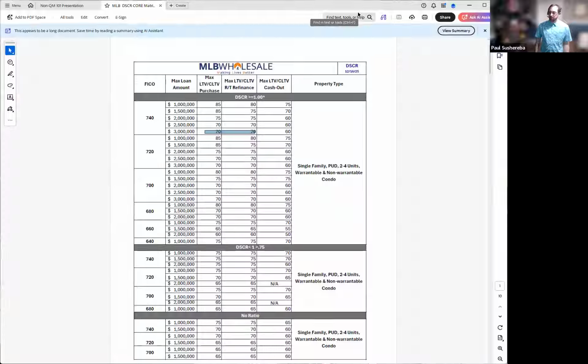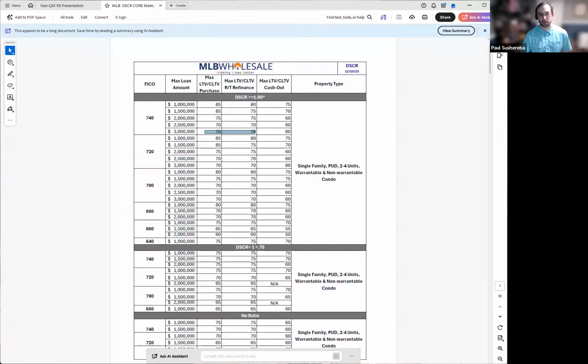Any other questions? What's the minimum DSCR loan amount? Minimum DSCR loan amount is 125 without an exception. So we can play down to 100,000. However, under 125, the LTVs start getting tighter than they are positioned on our matrix. If you're going to do a purchase loan at 85 LTV, the minimum loan amount for that is 150,000.